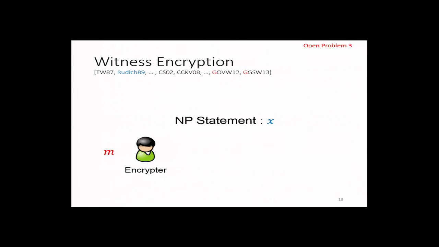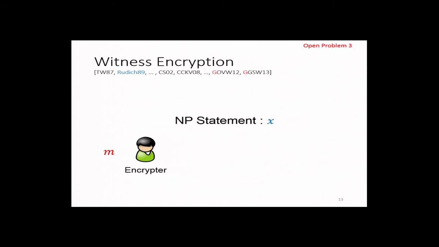The final open problem that I want to talk about, a personal favorite of mine, is witness encryption. So typically, whenever we think about encryption, we're always thinking about encrypting to a specific recipient. We'd like to rethink that. We don't want to encrypt to a specific recipient, but we want to encrypt to an arbitrary NP statement. So we have an encryptor, and she has a message M, and she wants to encrypt to an arbitrary NP statement X. Think of it as a SAT formula that you have in mind.